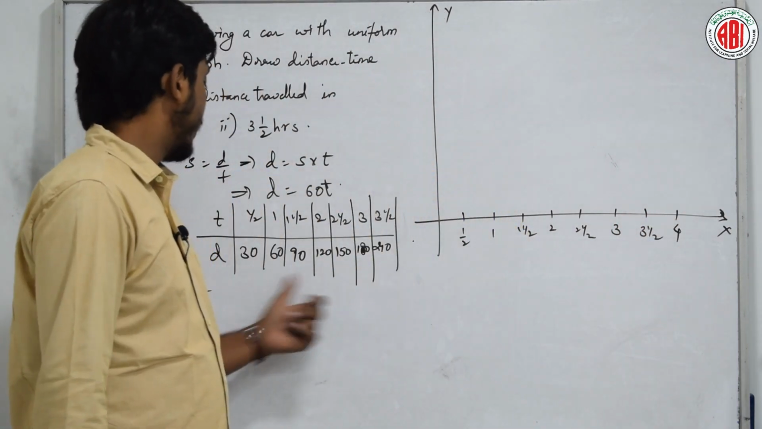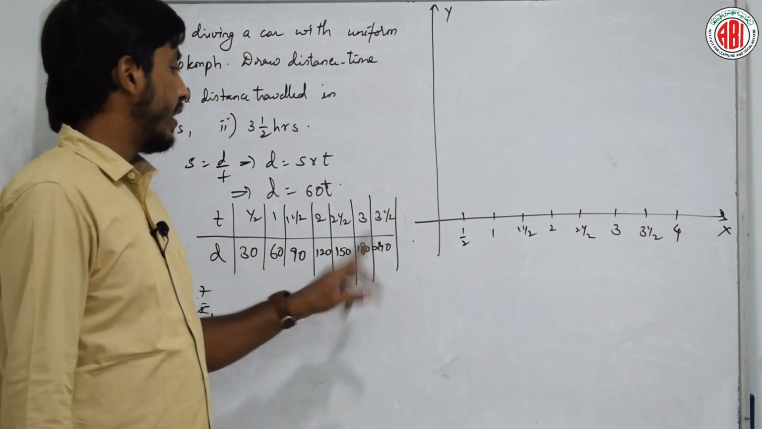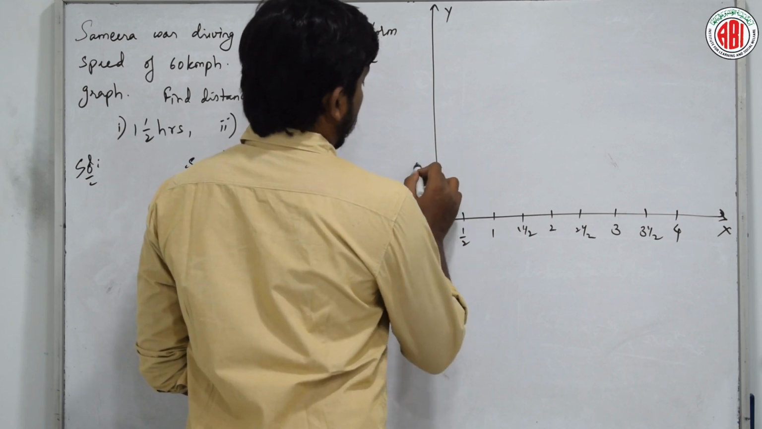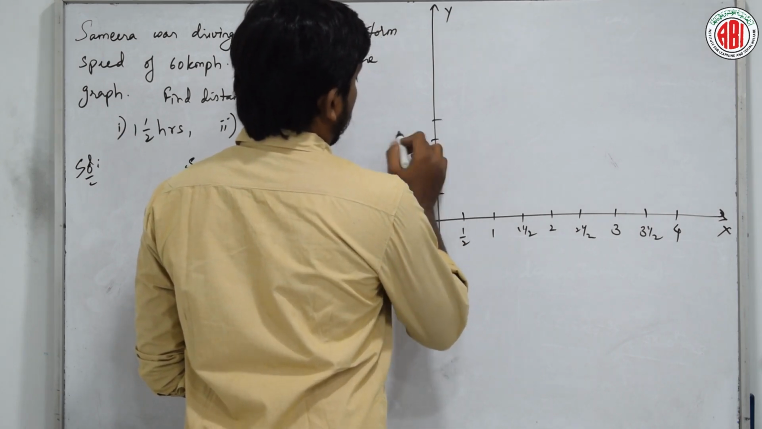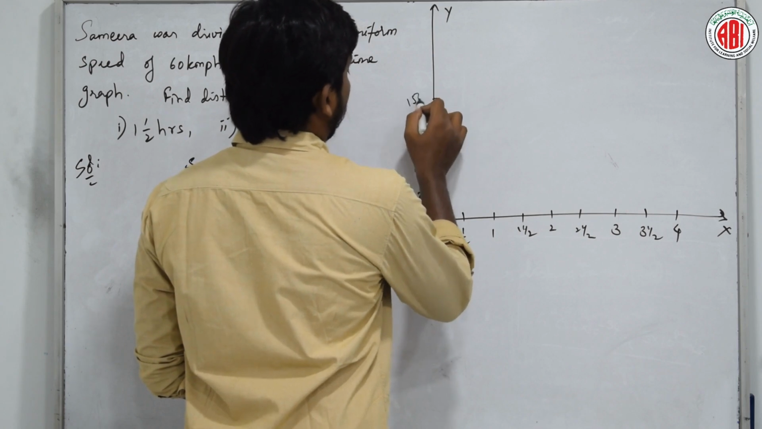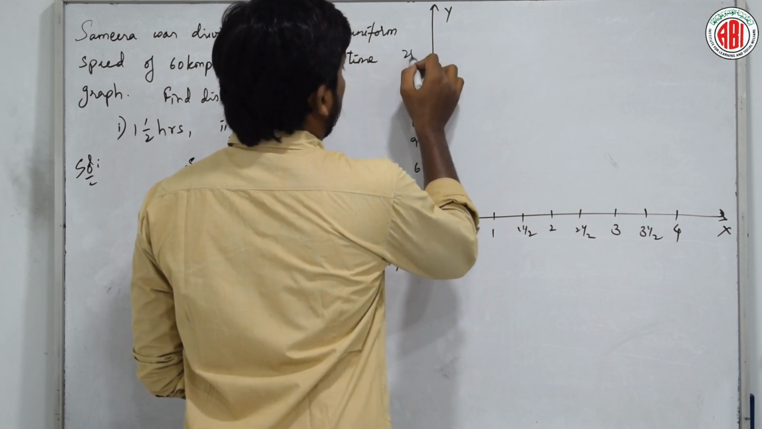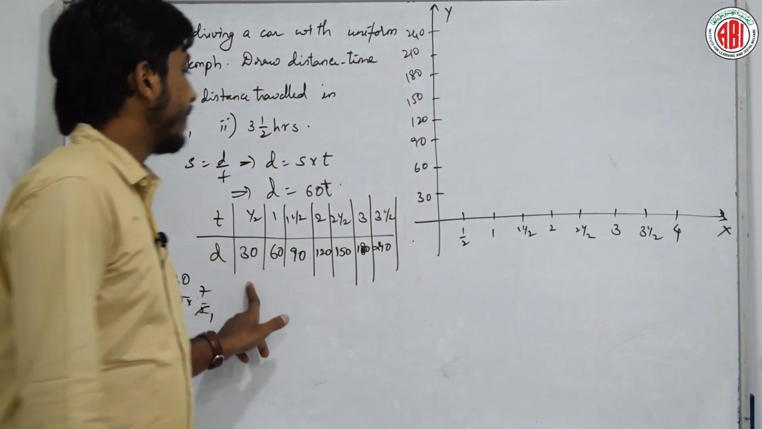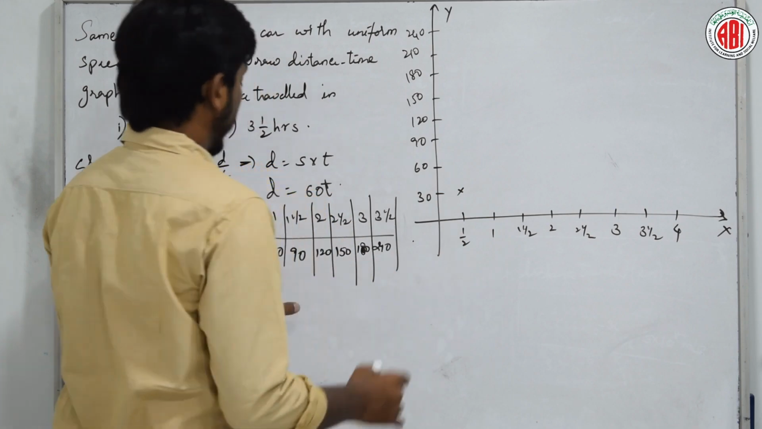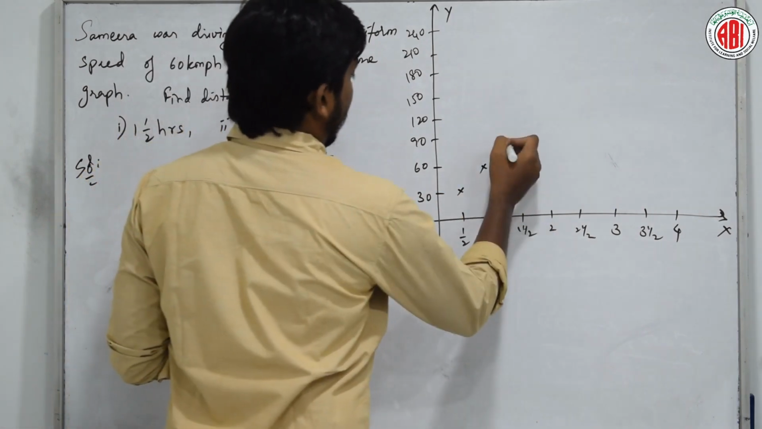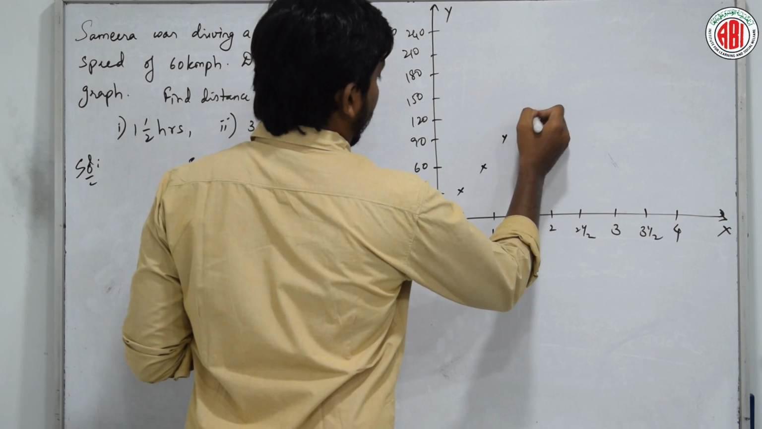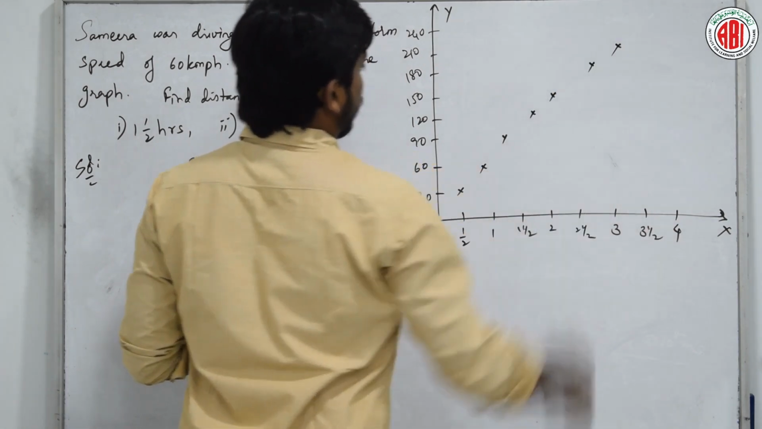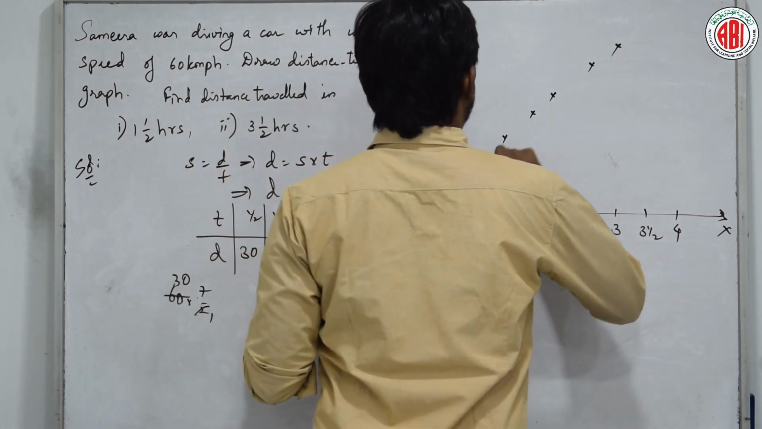What about this distance? It is starting from 30 up to 210. Let us put it like that only: 30, 60, 90, 120, 150, 180, 210, 240 like that. Okay. Half hour, 30. 1 hour, 60. 1.5 hours, 90. 2 hours, 120. 2.5 hours, 150. 3 hours, 180. 3.5 hours, this is 210. Just to draw the graph.